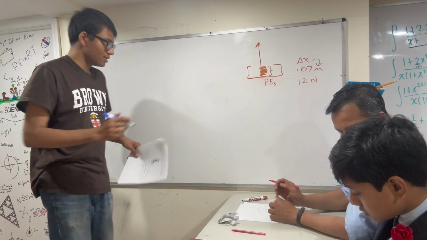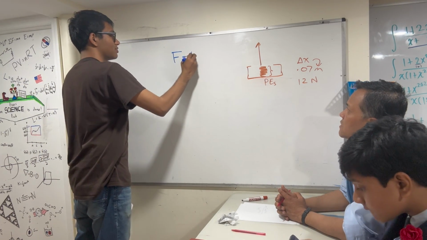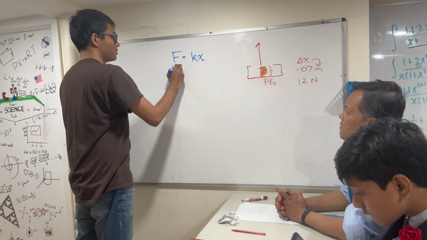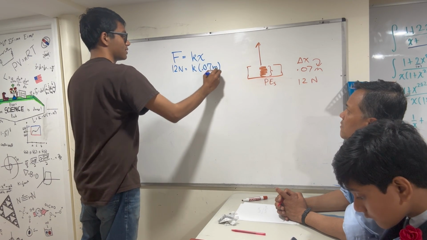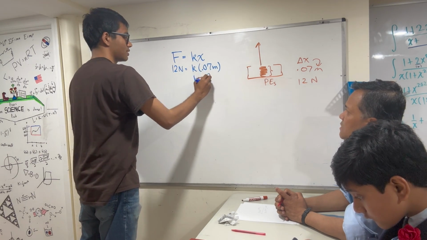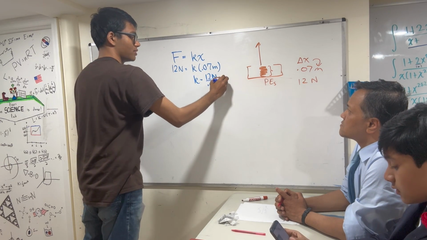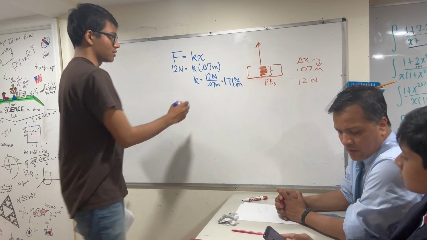Okay, so 71, you need to find what? The spring constant. Go ahead. Okay, so Hooke's law says that F is equal to kx. Force here is 12 newtons, k is what we're trying to find, and x is 0.07. So that means, Isaac, what is it? Let me see. Should be 170 newtons per meter. Very good.